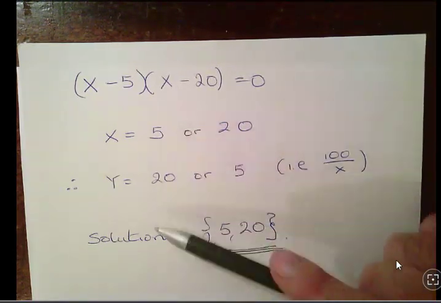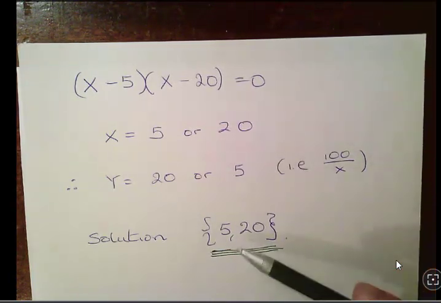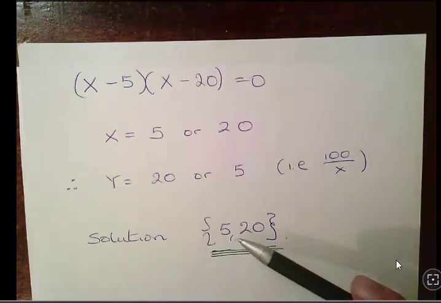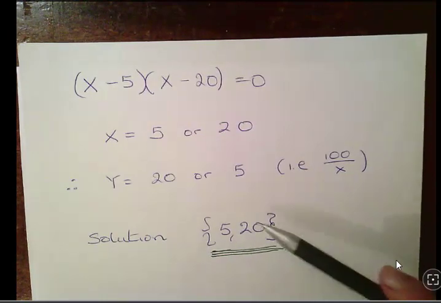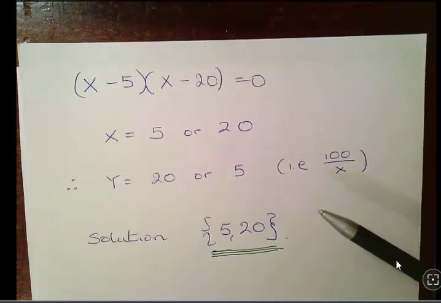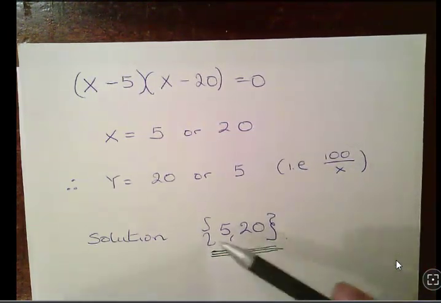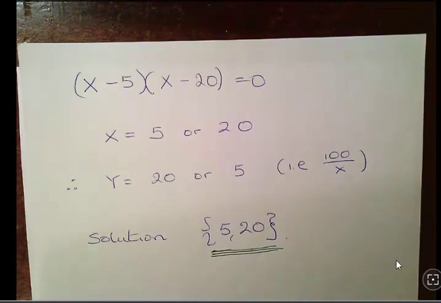So essentially they're interchangeable. The answer is x is equal to 5 or x is equal to 20, or vice versa. It doesn't really matter which. So the two numbers are as follows: one of them is 5, one of them is 20. That's all you need to answer. Okay, we'll leave it there.